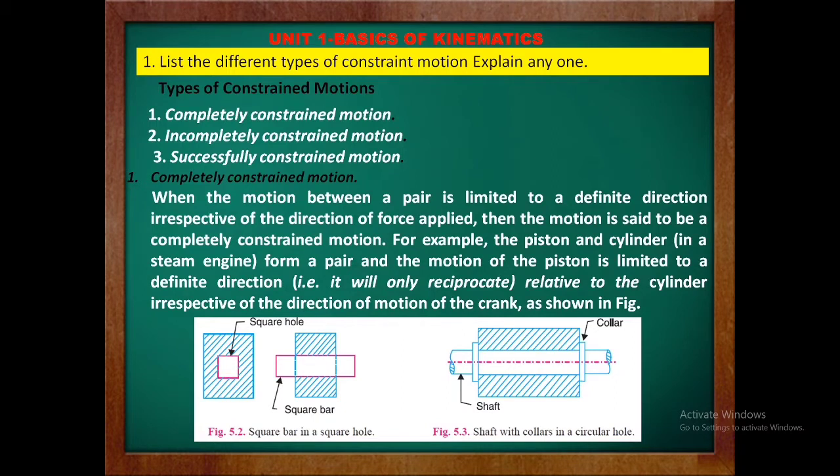There are three types of constrained motion. The first one is completely constrained motion, the second one is incompletely constrained motion, the third one is successfully constrained motion. Explain any one means explain completely constrained motion or incompletely or successfully, any one we have to explain. I have selected the first one, completely constrained motion.